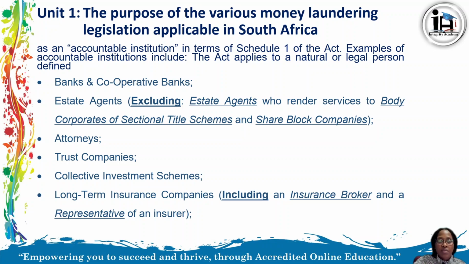So, as an accountable institution, in terms of Schedule 1 of the Act, examples of accountable institutions include banks and corporate banks, estate agents, excluding estate agents who render services to body corporates or sectional title schemes and share block companies, attorneys, trust companies, collective investment schemes, long-term insurance companies, including an insurance broker, and a representative of an insurer.